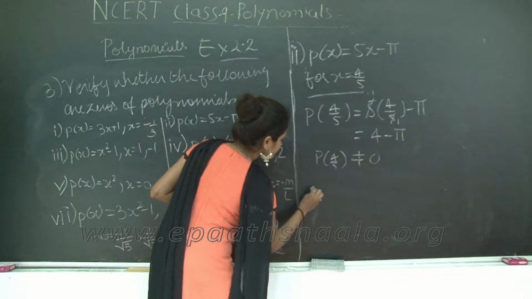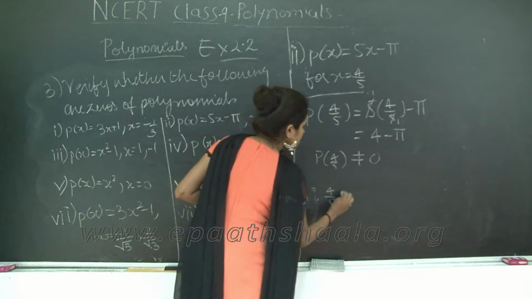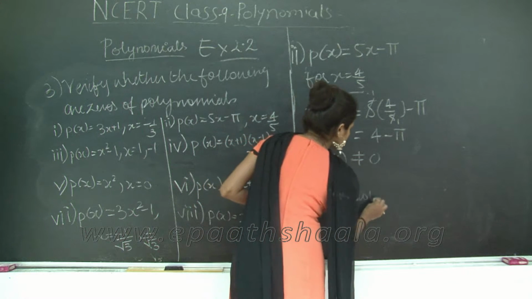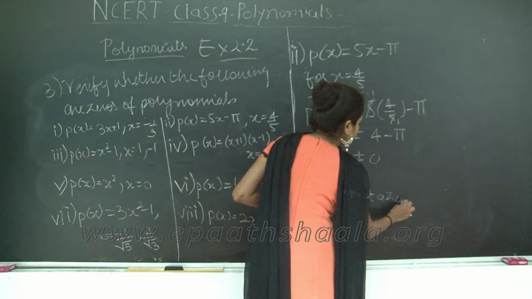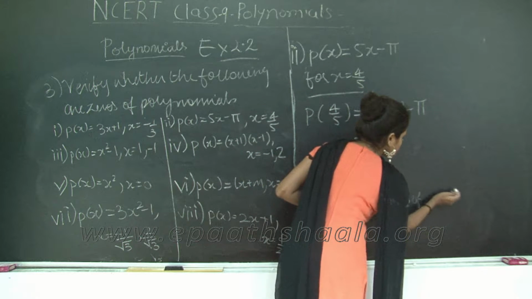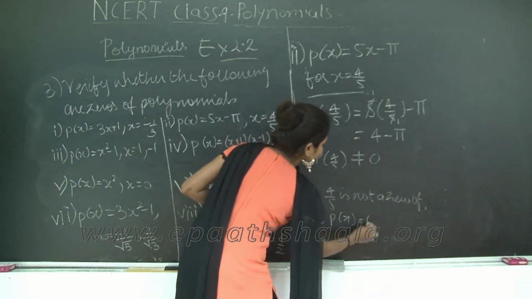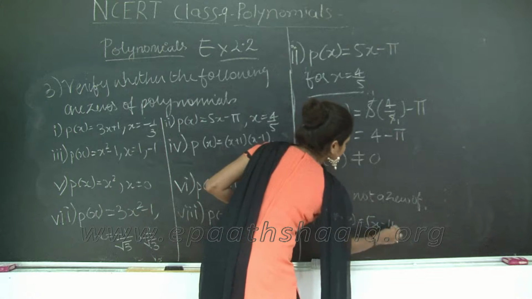Therefore, 4/5 is not a zero of the polynomial p(x) = 5x - pi.